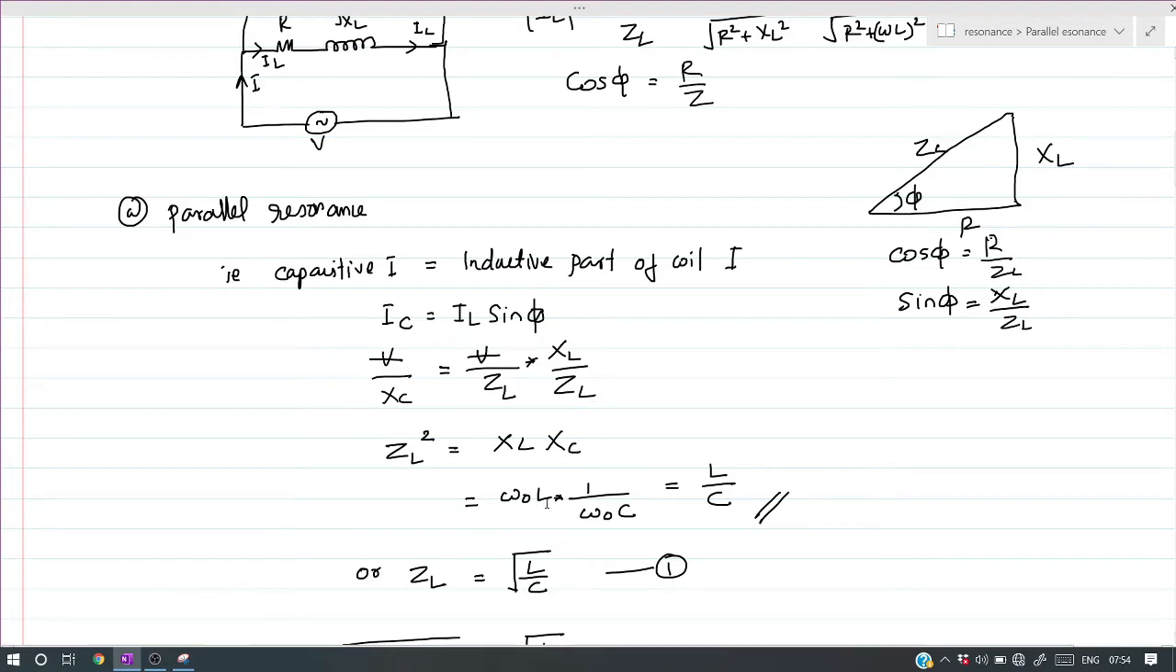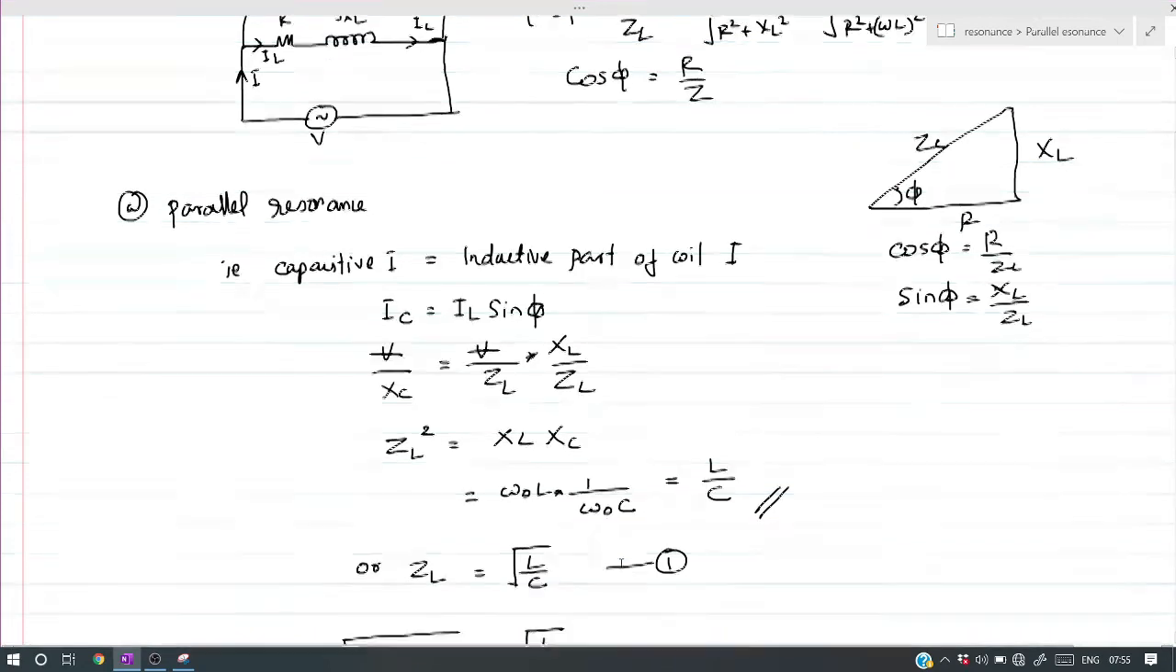XL is omega 0 L and XC is 1 by omega 0 C, where omega 0 is the resonance frequency. This and this get cancelled. So ZL square can be obtained as L by C, or ZL is equal to root L by C. Let it be equation number 1.